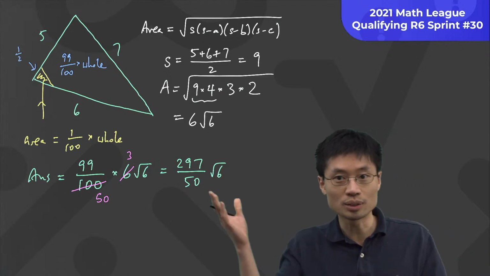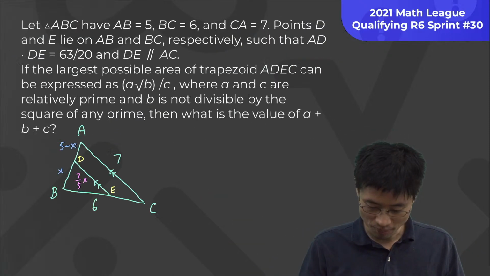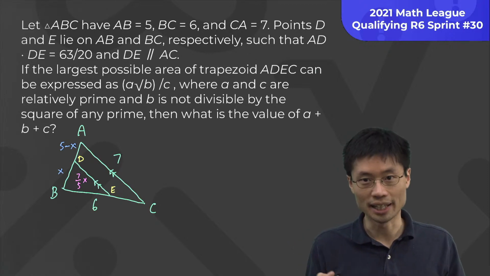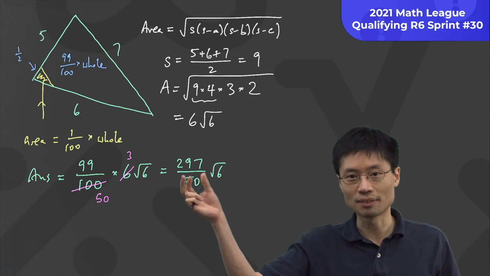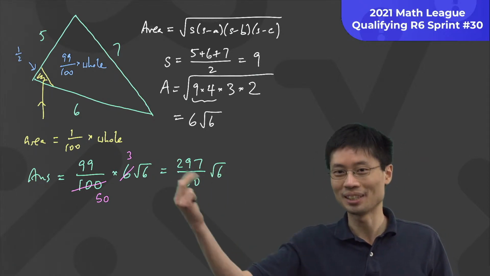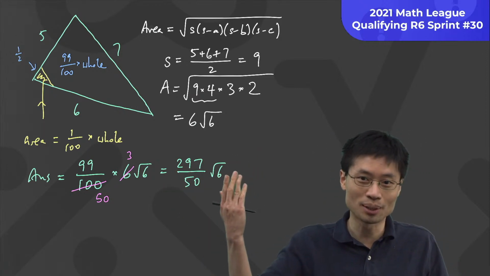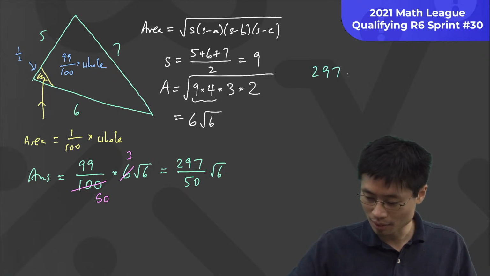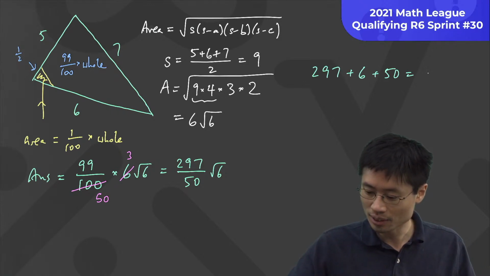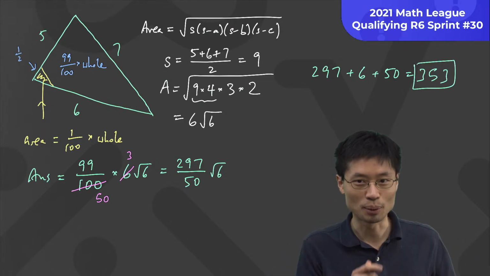And the question asked me to do something with these 3 numbers. Yes, it's just like add the A, the B, and the C. So if I want to add these 3 numbers, 297 plus 6 is 303, because 297 was 3 less than 300, so adding 6 gets me 3 more than 300. 303 plus 50, 297 plus 6 plus 50 is equal to 353. And that's the answer that I'm going to propose. Let's see if this works. It does!